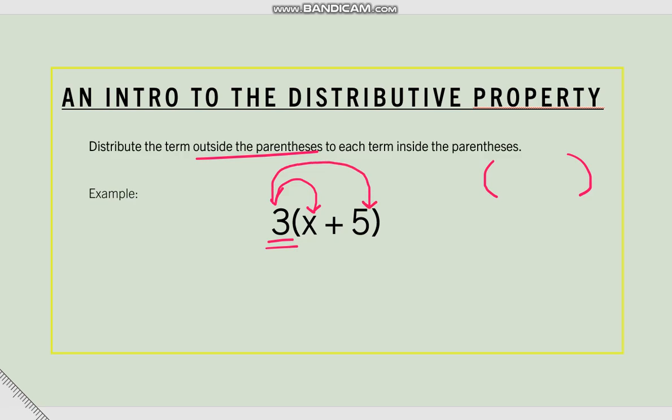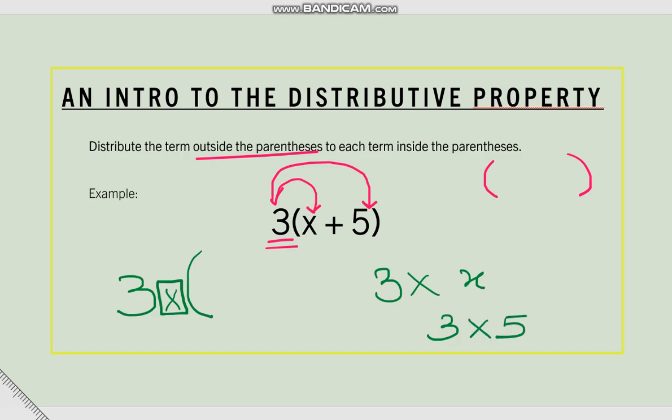Now comes an important rule here. How does it go to x and 5? Does it get added, subtracted, multiplied or divided? So one thing we always have to remember, if between the outside number and the parenthesis there is no operation, it automatically means we are talking about multiplication. So 3 will be multiplied to x and 3 will be multiplied to 5.